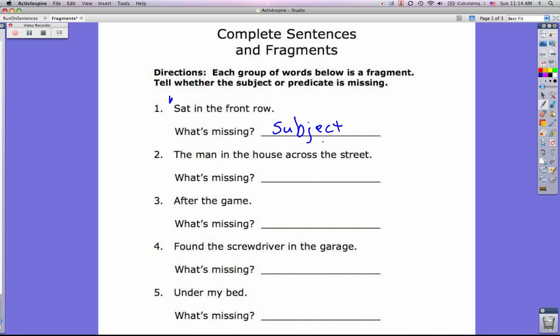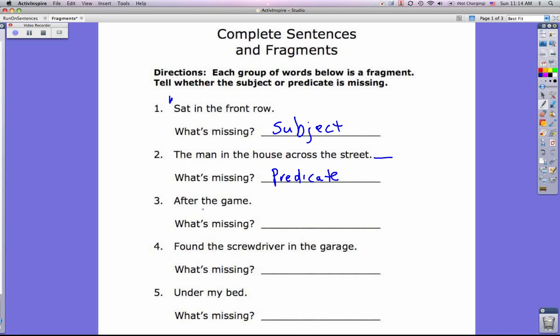Okay, the man in the house across the street. Well, the man in the house across the street did what? It doesn't tell us what he did. So what's missing? The predicate. All right, see if you can pause the video and try. Actually, let's do number 3 together before you pause the video.